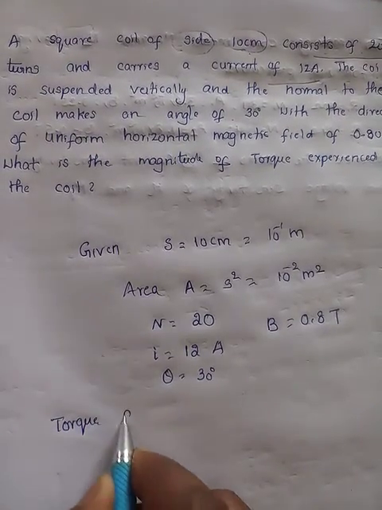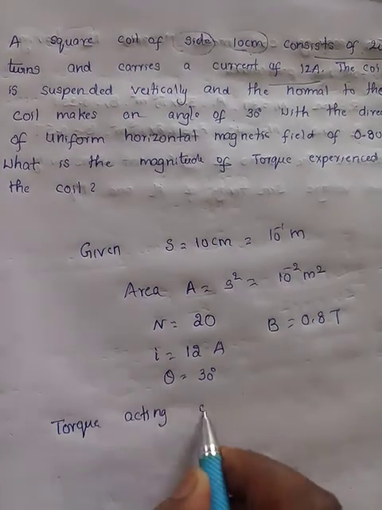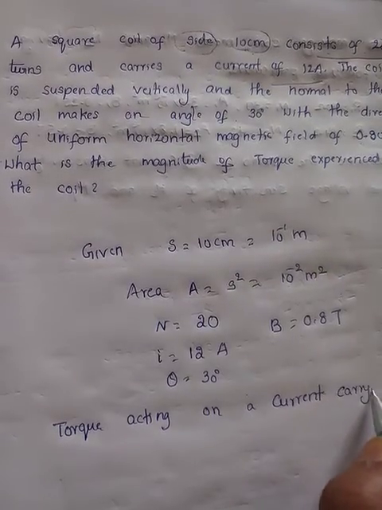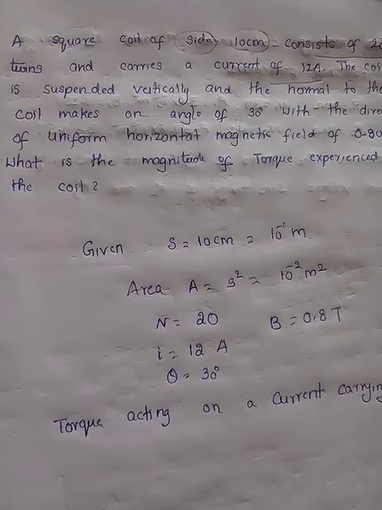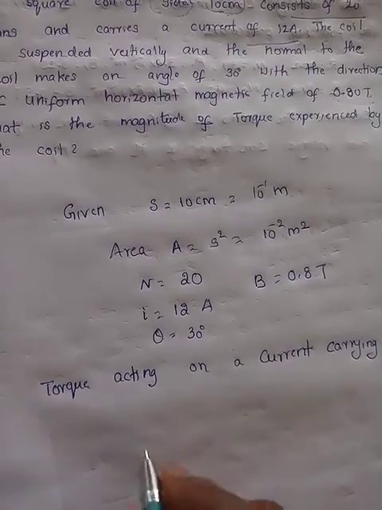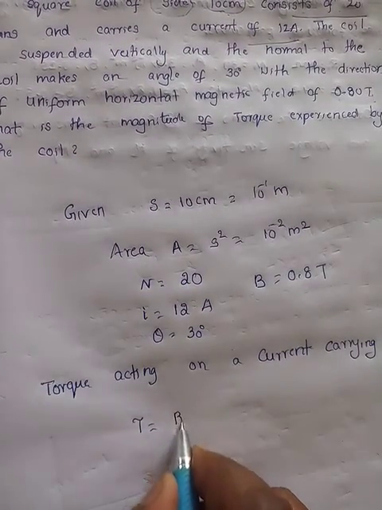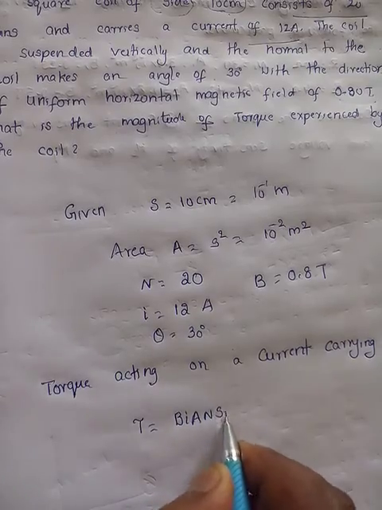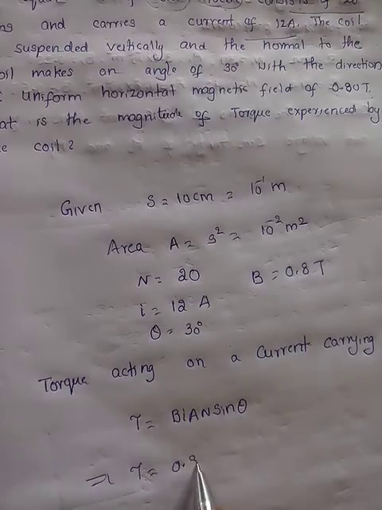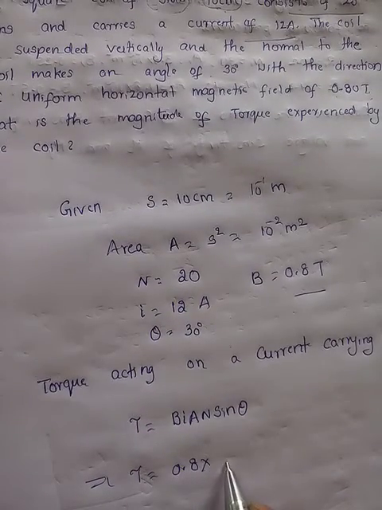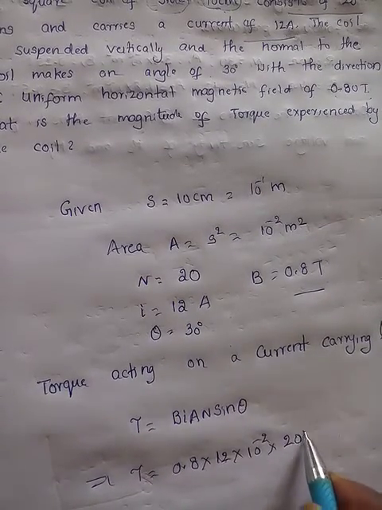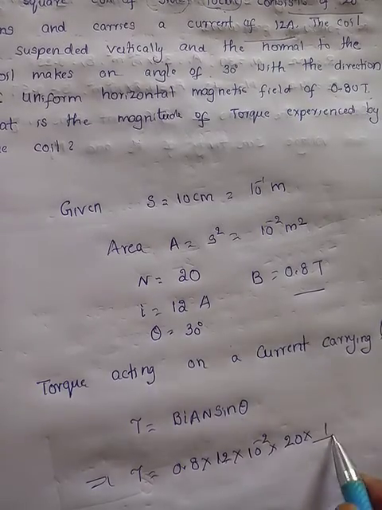Torque acting on a current carrying loop. Is it right? Torque acting on a current carrying loop. What is the formula for torque acting on a current carrying loop? Tau is equal to BIAN sin theta. They have given all the things, right? What is B? 0.8. I is 12 amperes. Area is 10 raised to minus 2. Number of turns 20. Sin theta, sin 30 is 1 by 2.